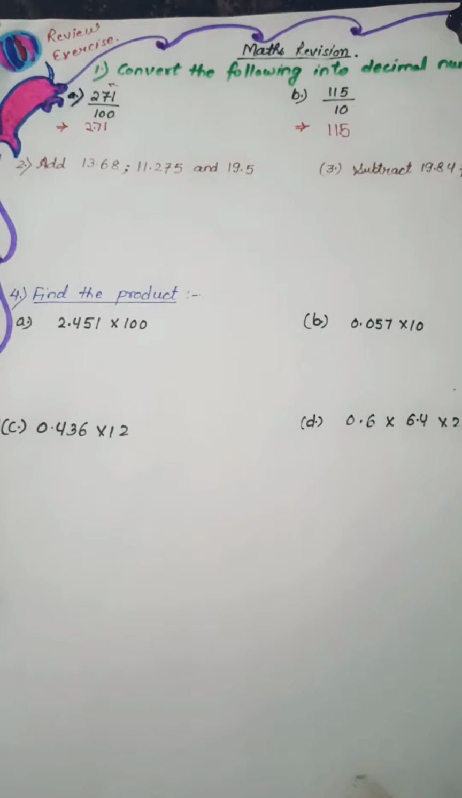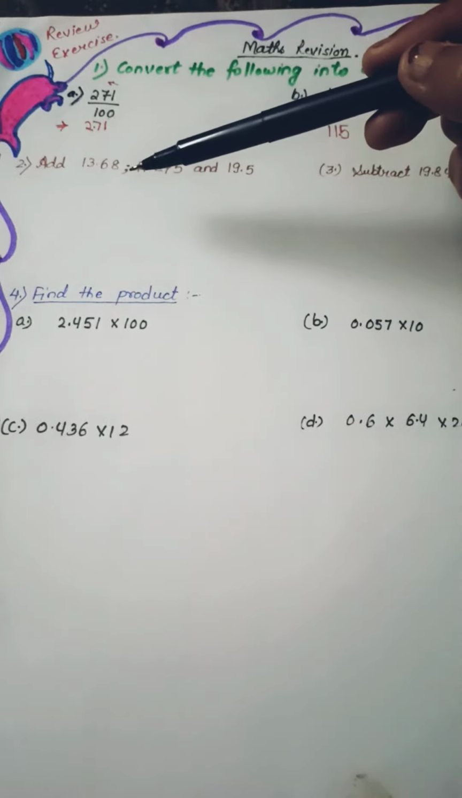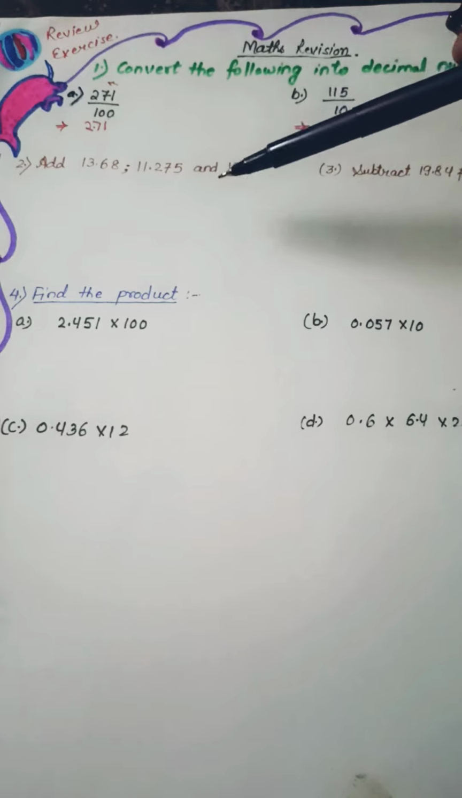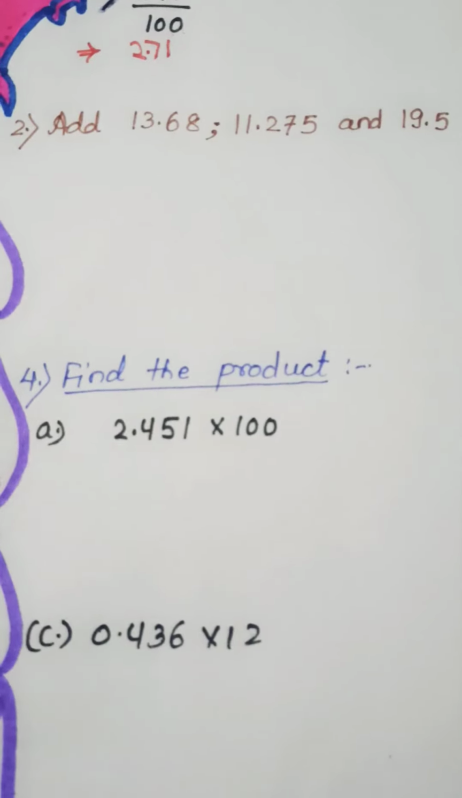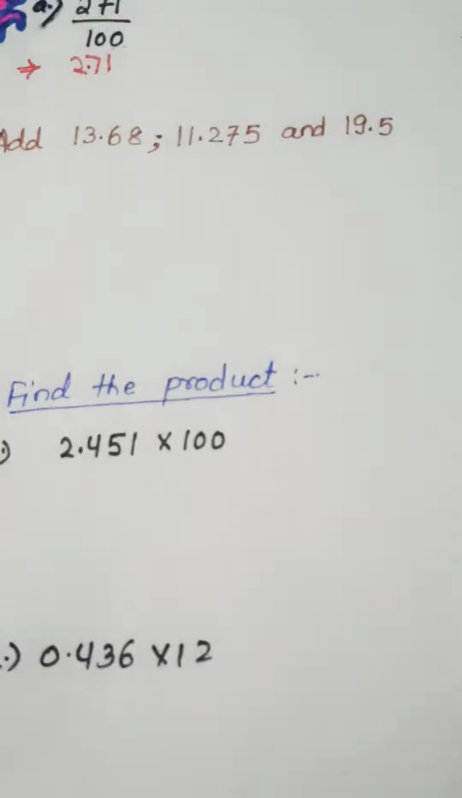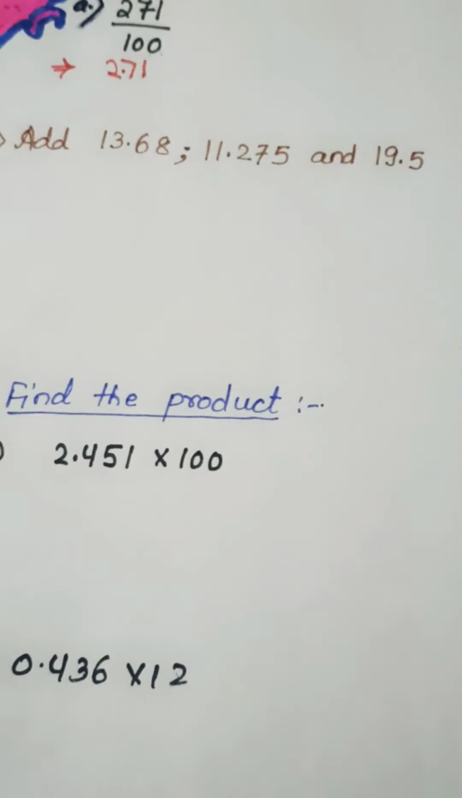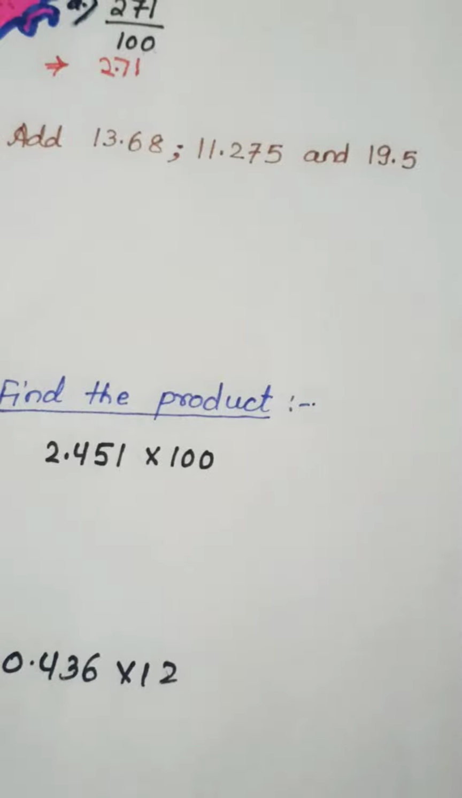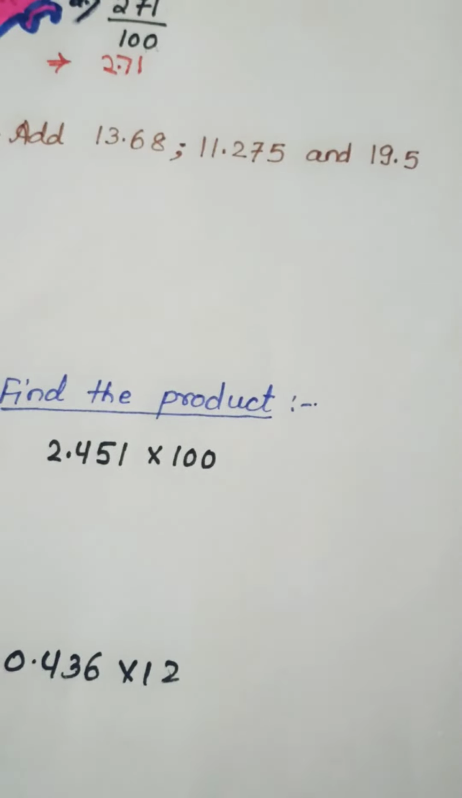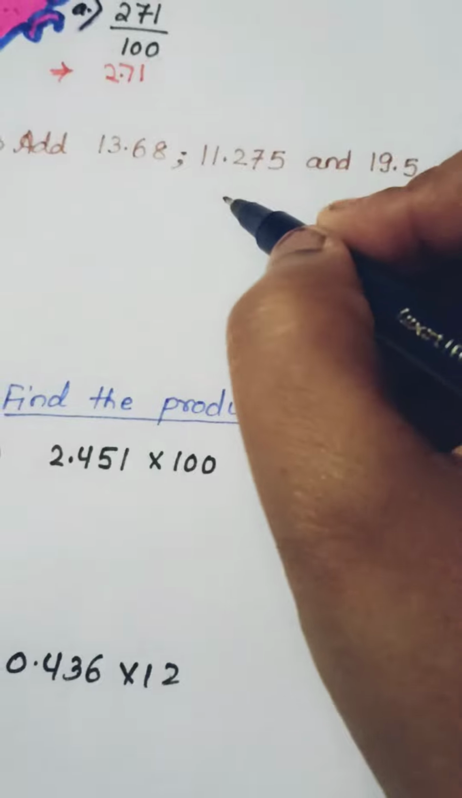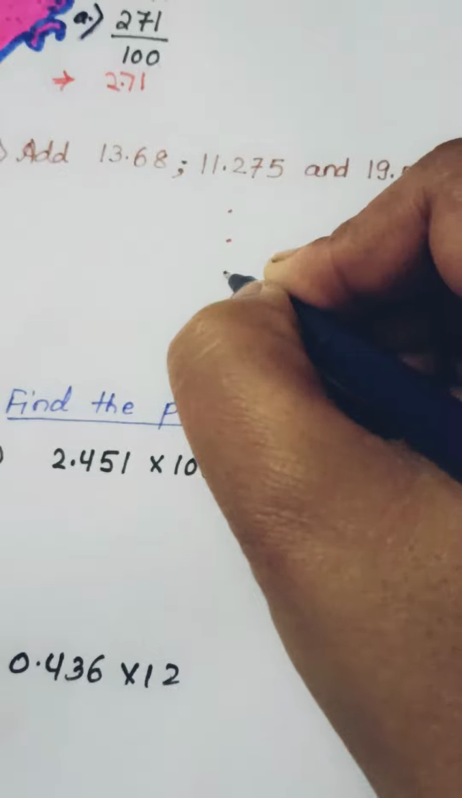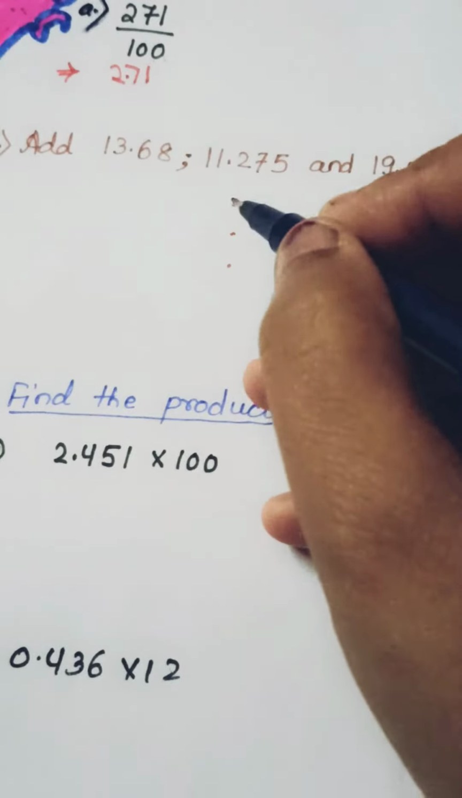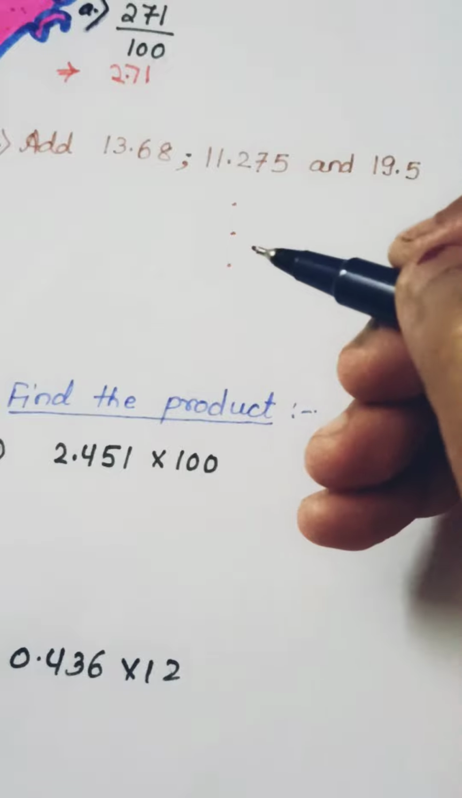Our next question is add 13.68, 11.275 and 19.5. So how are we going to do it? Let us see. Yes, first of all students, we will arrange these numbers. And what is the rule to arrange such numbers which have decimals? I have already told you in class time also. First of all, put the decimal. Actually, this is how we can arrange it correctly and we won't make any mistake.